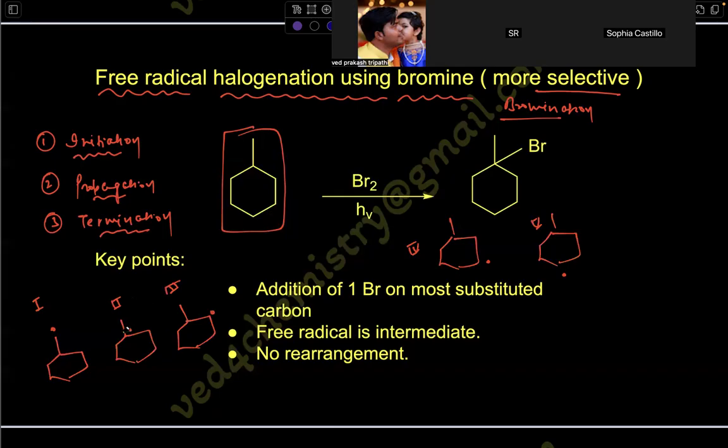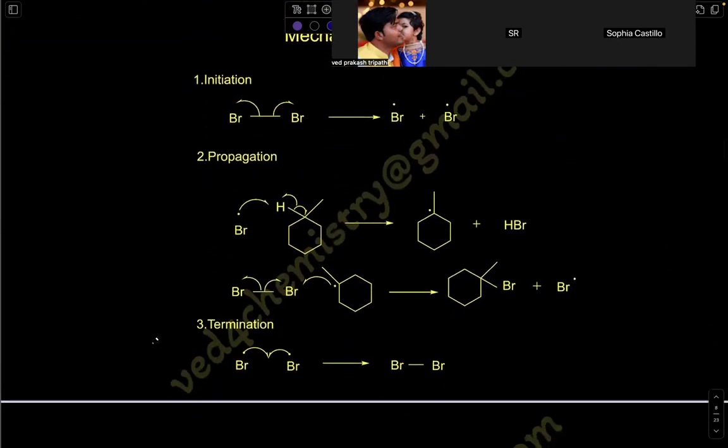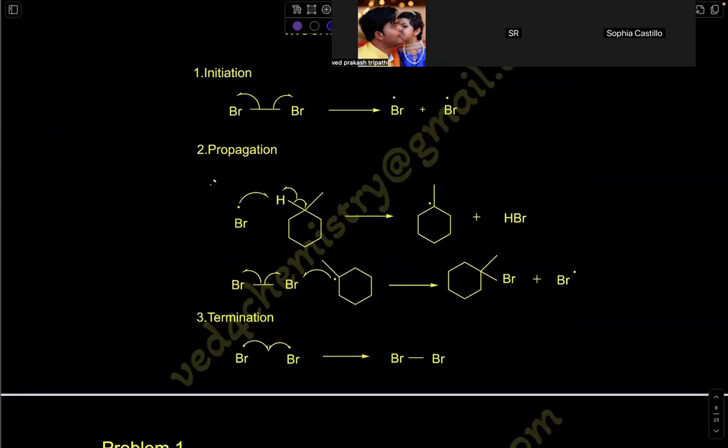Of course, number 2, because it is a tertiary one. So the Br is going to add over the most stable one. So we have bromine at this position. There is no rearrangement, because rearrangement is a property of carbocation, and here free radical is an intermediate. Now this is the mechanism. Now this is very, very important.